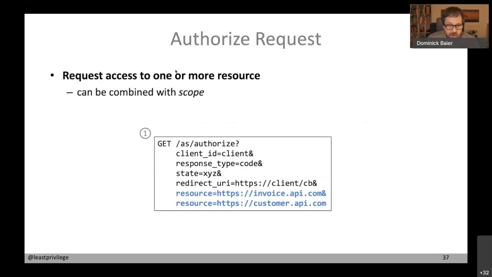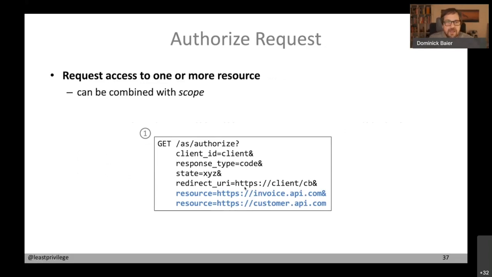So how does it work? Basically, the resource parameter is an additional parameter on the authorize request. In this case, you see we're doing a standard authorize request, but we are indicating that we want an access token for invoice.api.com and another access token for customer.api.com. So we want two separate access tokens, so they are separate from each other.